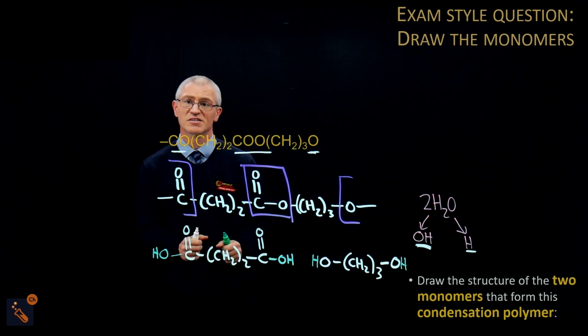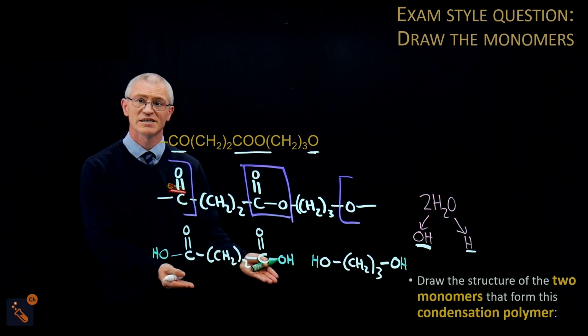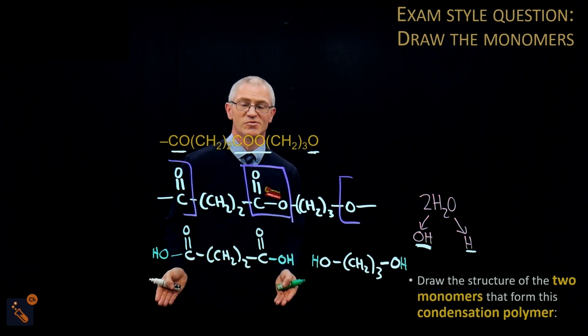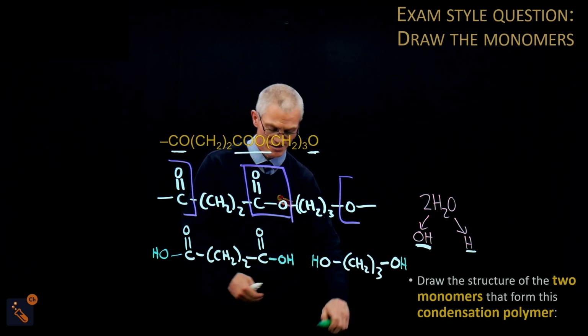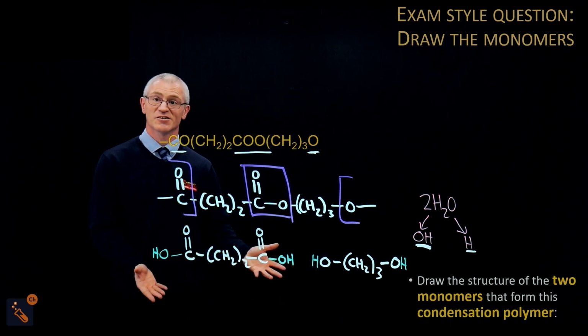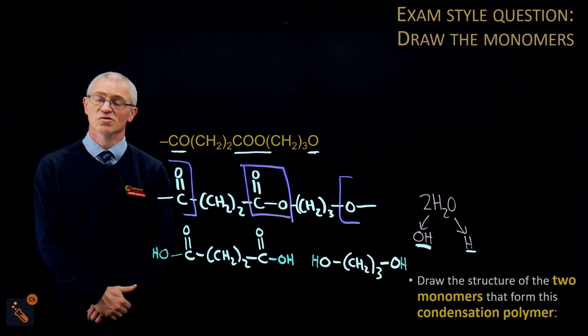So that means you have your two monomers here. You have your diol here, and you have your dicarboxylic acid here, and your diol here. And if you've done the previous videos, you'll realise you need that dicarboxylic acid and you need that diol to make your polymer.